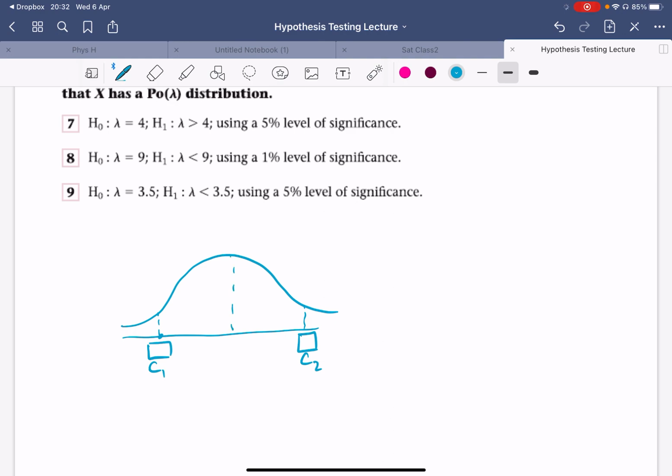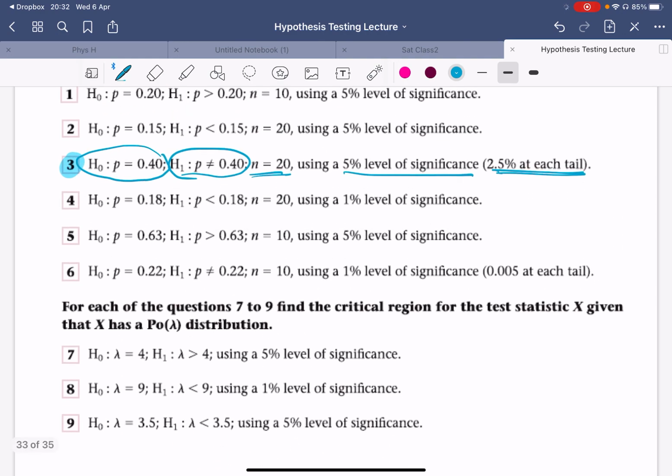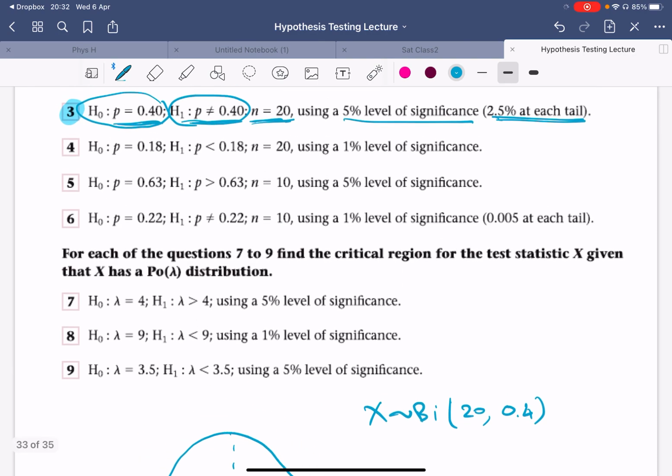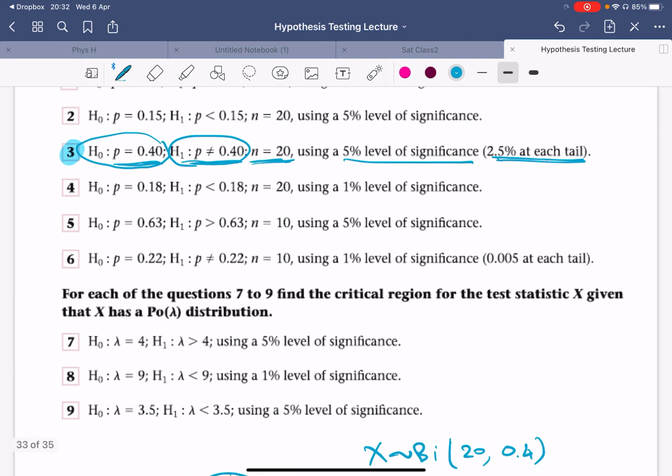If you look at the binomial, we know the value of P, which is 0.4, and N is equal to 20. So let's just write that out. X has a binomial distribution, N is 20 and P is 0.4. So what do we do here?